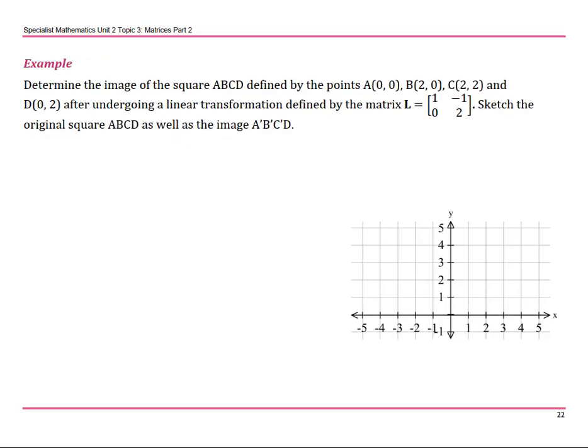So let's look at an example. Determine the image of a square ABCD defined by the points, etc., after undergoing a linear transformation defined by the matrix. Sketch the original square ABCD as well as the image. So let's put this in matrix form. Putting our coordinates in a matrix: 0, 0, 2, 0, 2, 2, 0, 2. So that's our A, B, C, D.